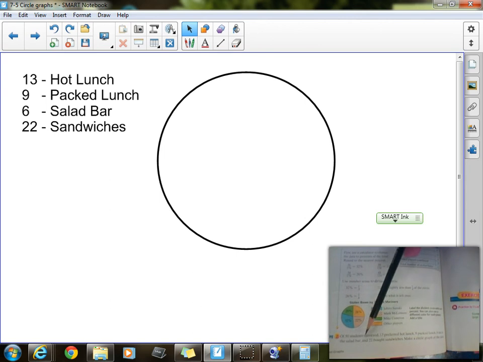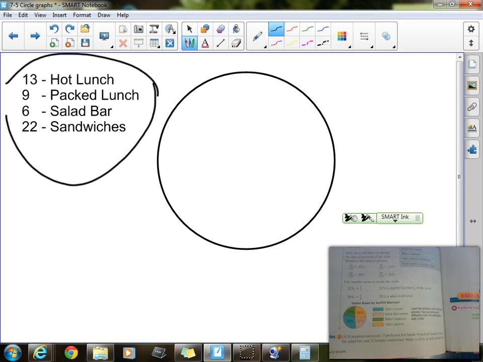It says, of 50 students surveyed, 13 preferred hot lunch, 9 packed a lunch, 6 ate at the salad bar, and 22 brought sandwiches. Make a circle graph of the data. So you can go ahead and see, I actually made a chart right here. We're going to use this chart for our graph.